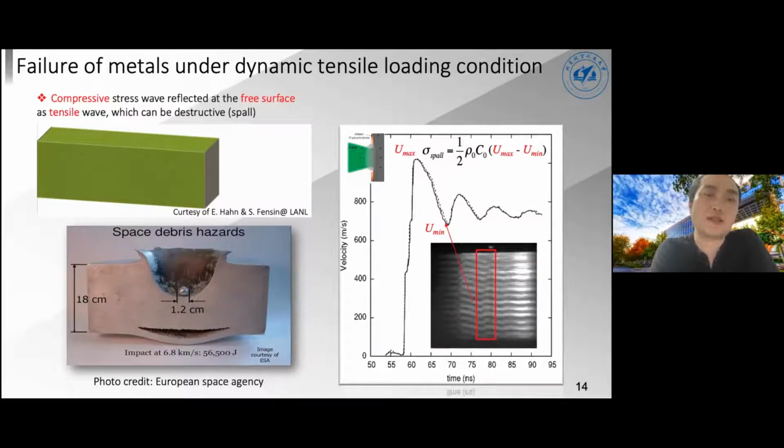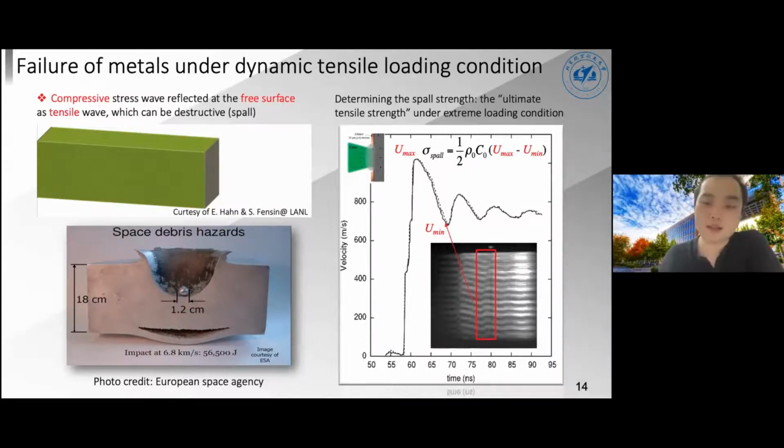Spall strength is something you can imagine as the ultimate tensile strength in quasi-static conditions. Basically, you can think of that as the fracture strength of a material under dynamic loading conditions. So since we have a way to measure the spall strength of a material, we can evaluate whether this high entropy alloy is good or not at high strain rate tensile loading, right?